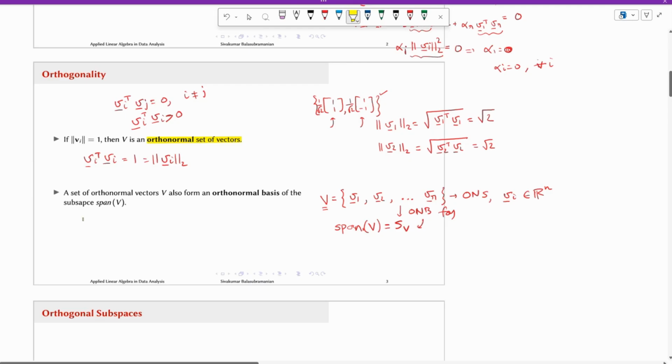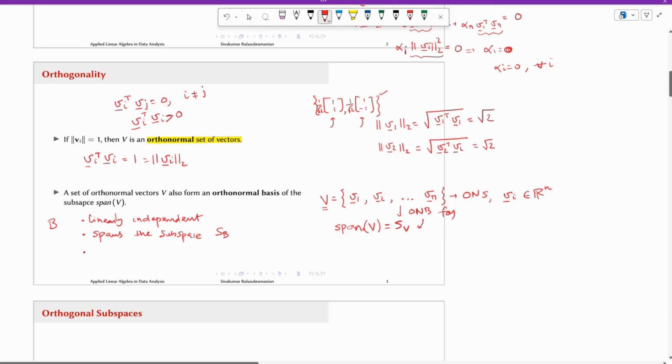We know a couple of things, right? We know that the set B is linearly independent. We know that the set B spans the subspace. I mean, it's kind of trivial because SB was defined as the span of B, but it spans.